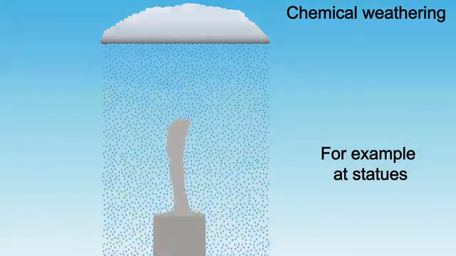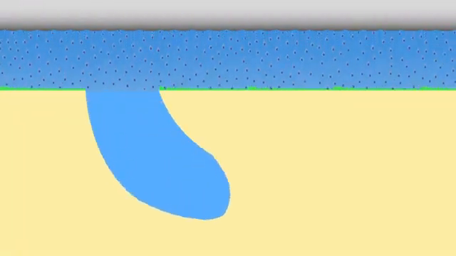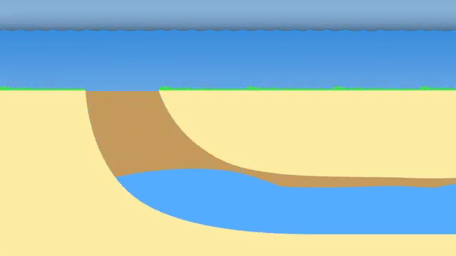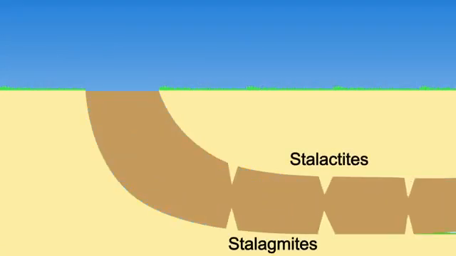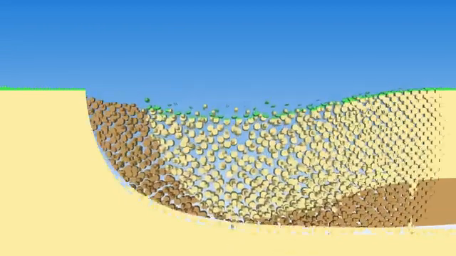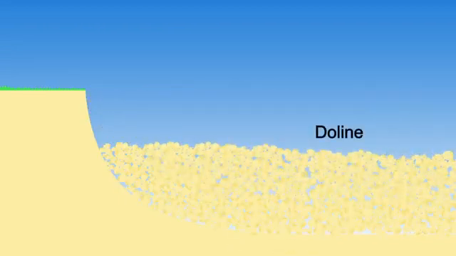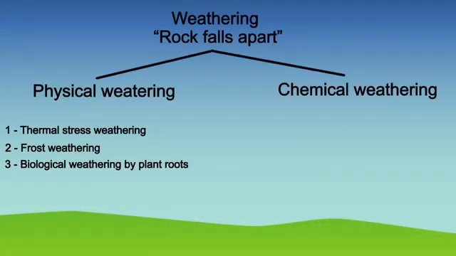Chemical weathering is most clearly visible in limestone caves. Water has dissolved the limestone, creating caves. Later on, stalagmites and stalactites can arise here that provide beautiful caves. When caves become too large, they can collapse, which is called a doline. So, rock can be broken down by various forms of weathering.